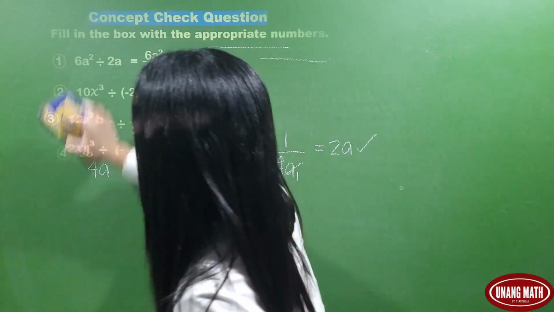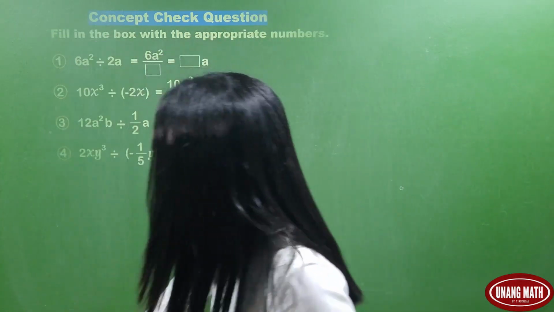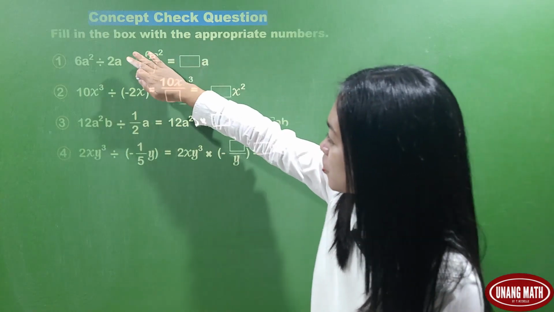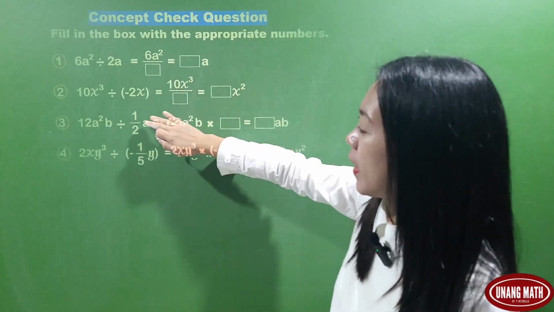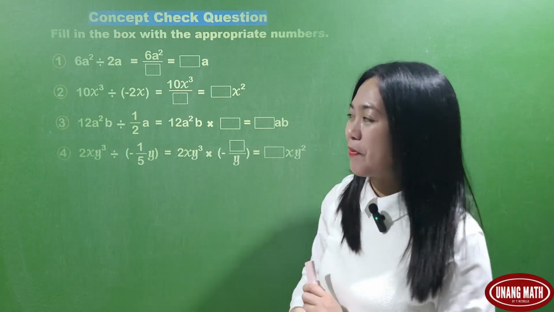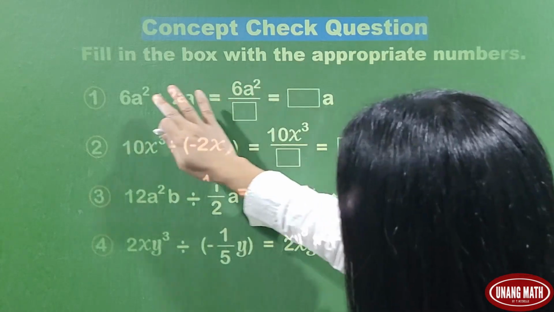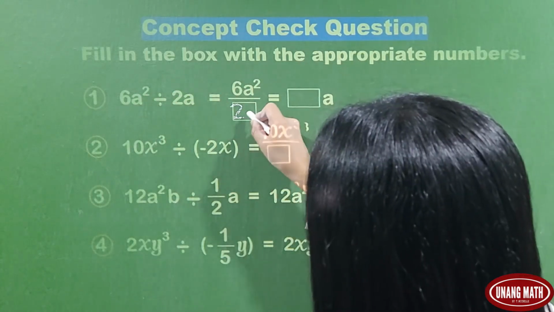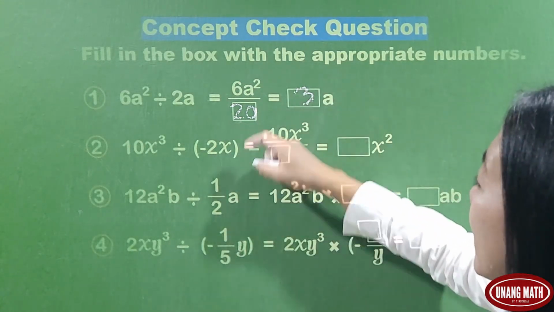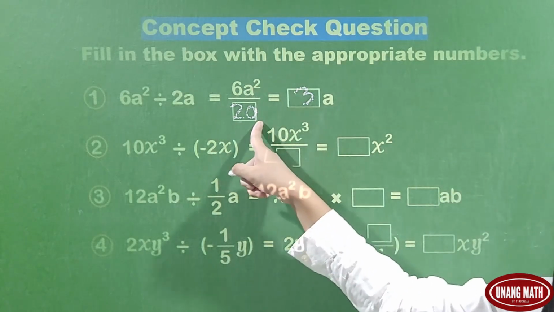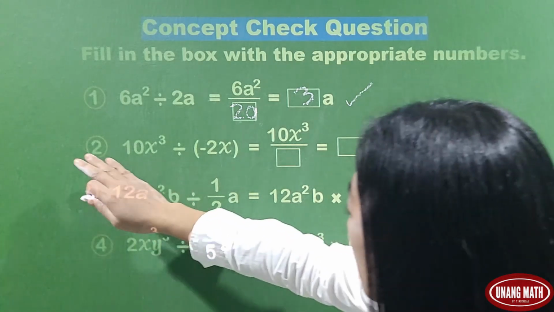More examples by answering this concept check question. Fill in the box with the appropriate numbers. For problem number 1 and number 2, we will be using the fractional form, and for 3 and 4, using the reciprocal. Number 1 is 6a squared divided by 2a. So it means 6a squared is the numerator and the denominator is 2a. Let's divide the coefficients. 6 divided by 2 is 3. And the variables a squared divided by a is a. So this is 3a.